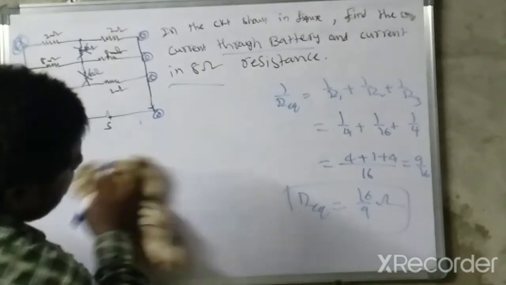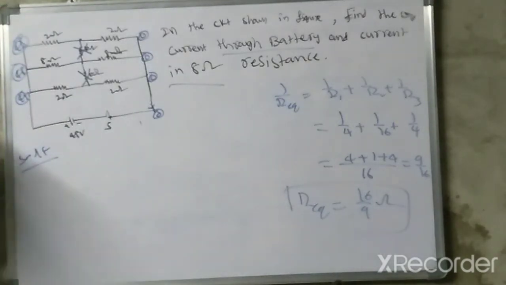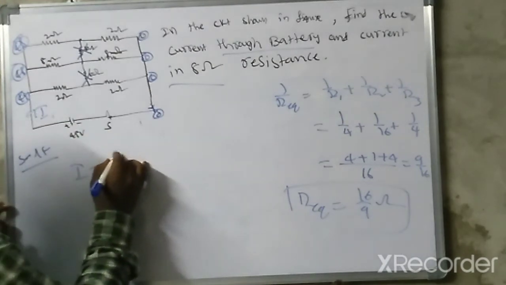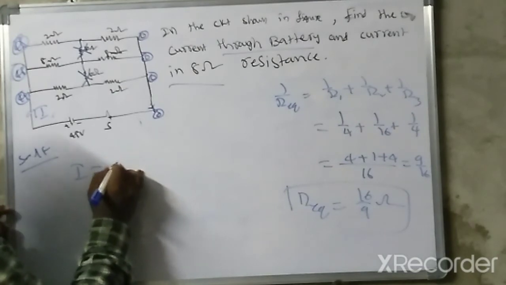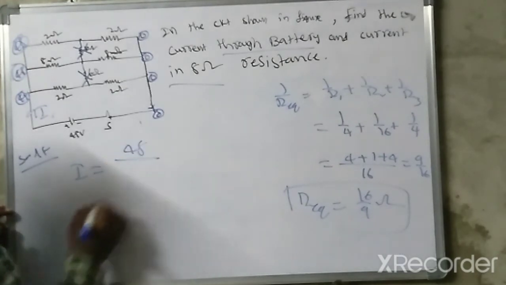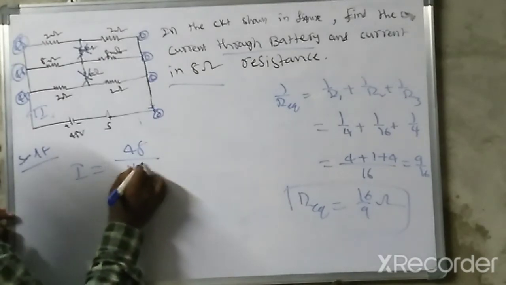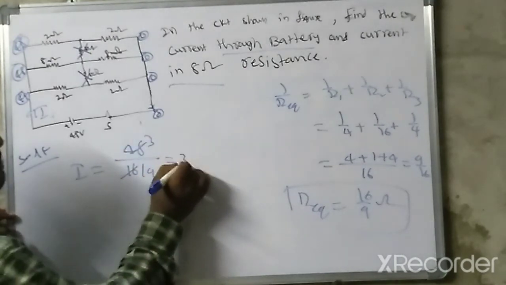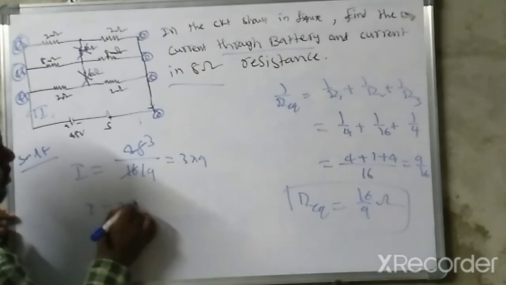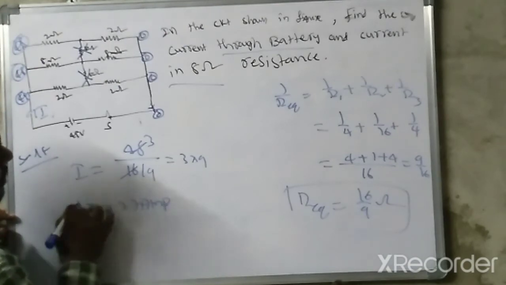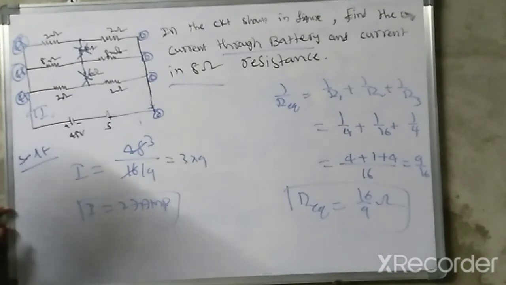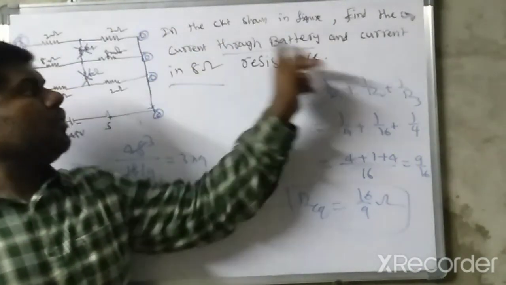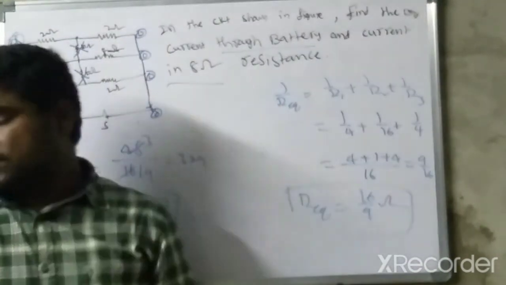Now what they are asking in the first question is the current through the battery. I would like to consider this as the current I. So I is equal to the potential across the terminal, 48, divided by the R equivalent value, 16 by 9. So this is 1, this is 3, so here 3 into 9. So I is equal to 27 ampere. Once we know the first answer, the current through the battery, they are asking the current through the 8 ohm resistance.